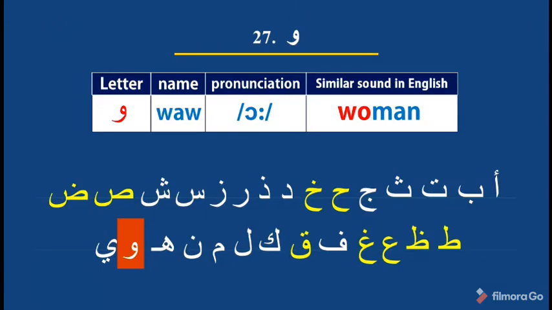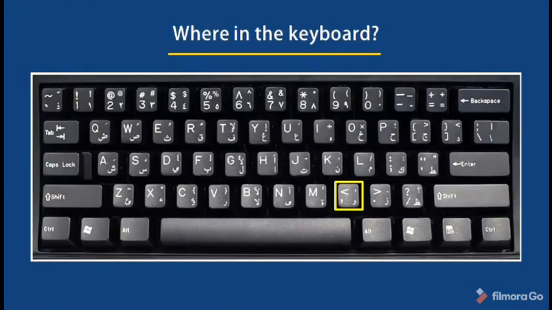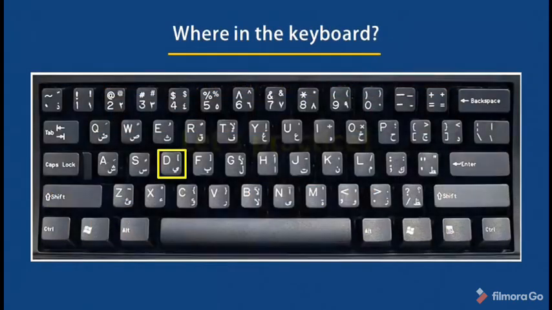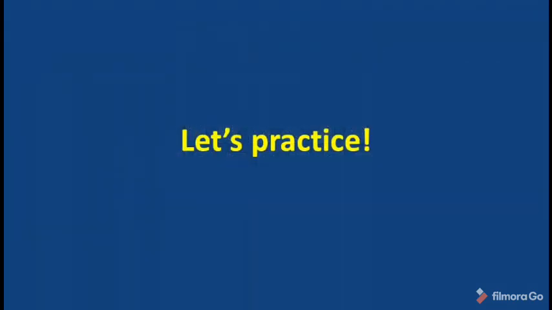Waw has the pronunciation of O, just like the O of woman, and it is found with the comma. And the last letter is Ya. Ya has the pronunciation of Ye, just like the Ye of year, and it is found with the D letter. Covering all the alphabets of Arabic, let's try to read some words.